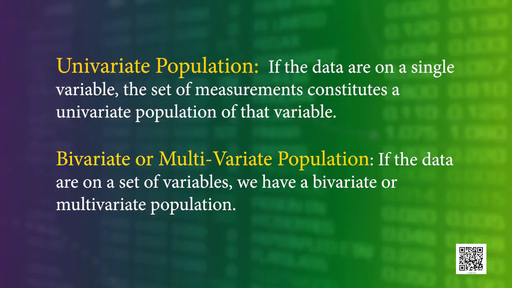If the data are on a single variable, the set of measurements constitute a univariate population of that variable. Otherwise, we have a bivariate or a multivariate population of the set of variables. For example, we may have a bivariate population of heights and weights of all individuals in a region or a multivariate population of expenditures on various items of consumption of all households.